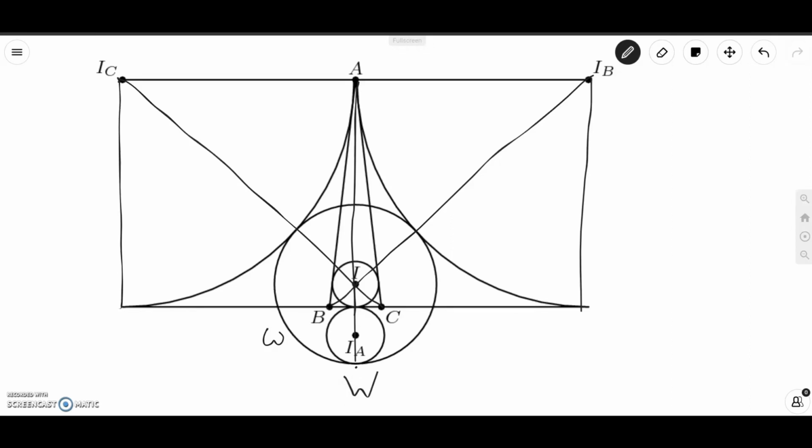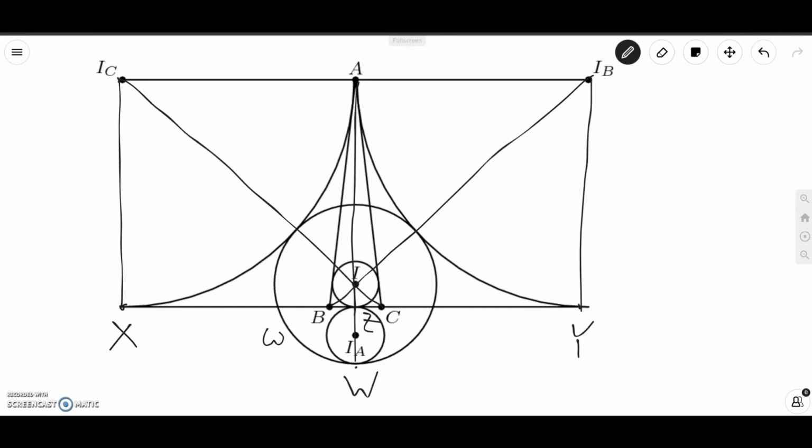W. We can also see that we have some tangency points of the X circles IC and IB. So let's label this tangency point down here to be X, this tangency point down here to be Y, and let's also label the tangency point of the incircle of triangle ABC to side BC as Z.